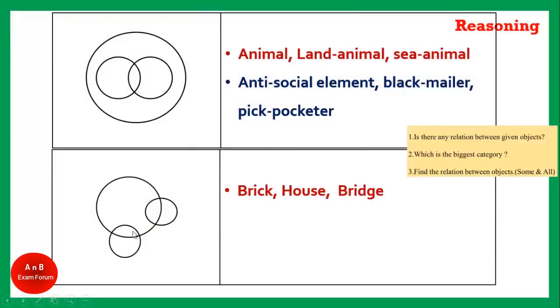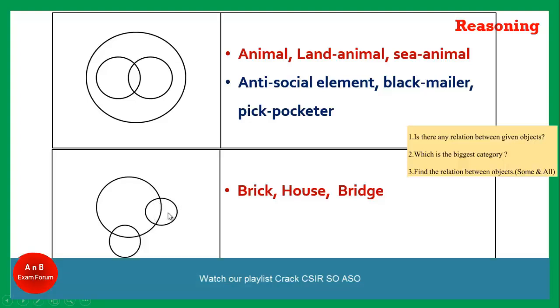So this is your brick circle, this is your house circle. House is made from brick. Sometimes it can be made from other objects also. See, this represents that region, and this one represents bridge made of brick, or this portion represents brick made of some other thing. So this Venn diagram is the correct Venn diagram for that.